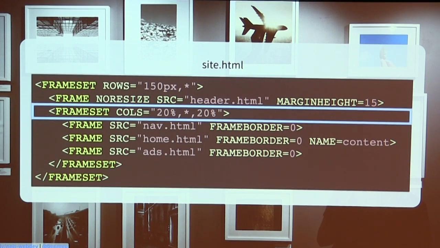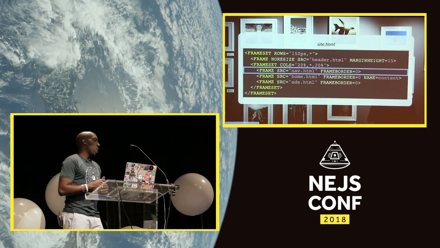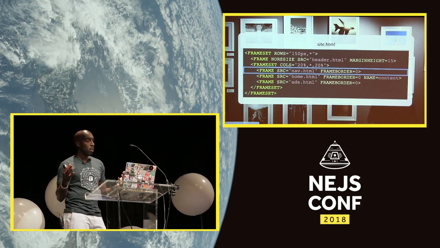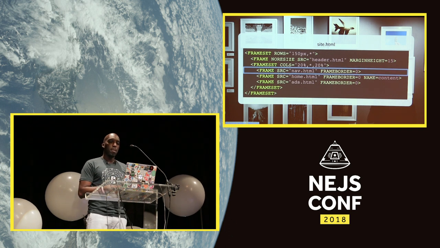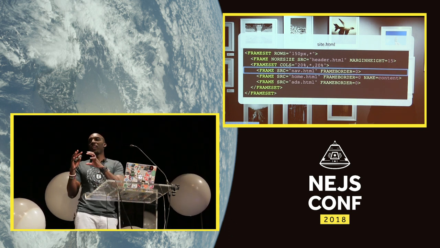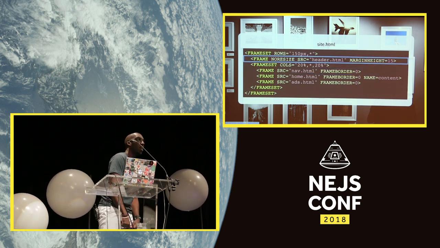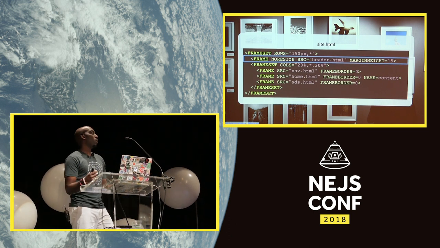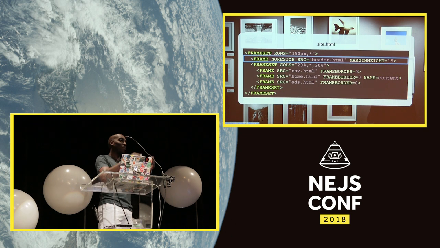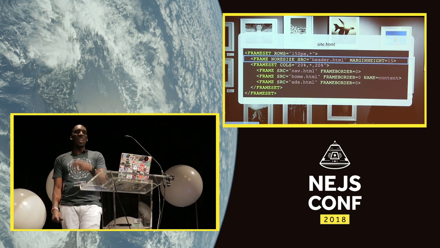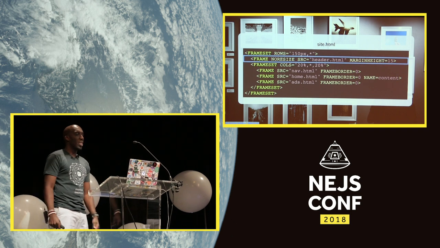And notice the asterisk there inside of the cols. So that's saying that I want 20% on the left, I want 20% on the right, and then the asterisk meant that it flowed in between, okay? And we had all this kind of visual styling everywhere. So here I'm turning off the frame border, for instance, because frames by default had borders around them. And if you left the borders on, they were resizable. So a user could come in and just completely jack up your website by just dragging stuff all over the place. So you had to turn that off with this noresize attribute.